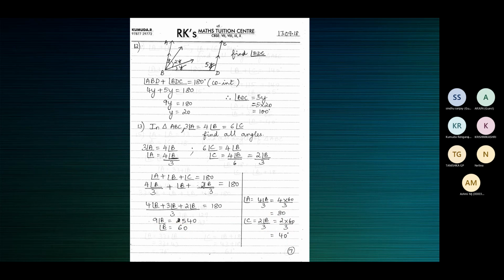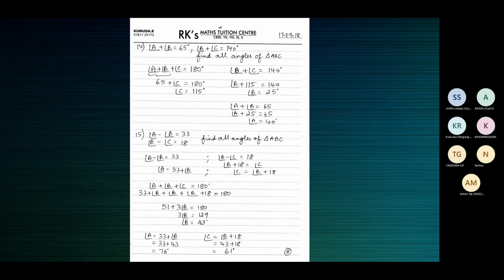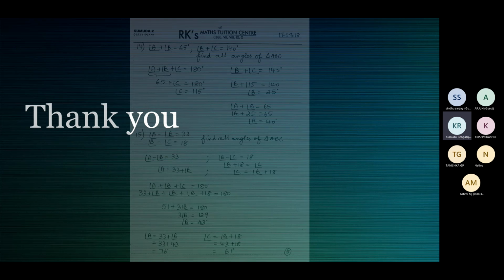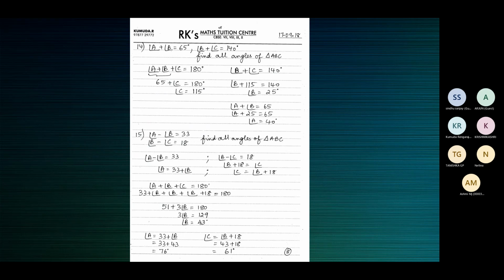All right, children. Here we're given that angle A plus angle B is 65 degrees, and B plus C is 140. You need to find all the angles of the triangle. Okay, so this is very simple.